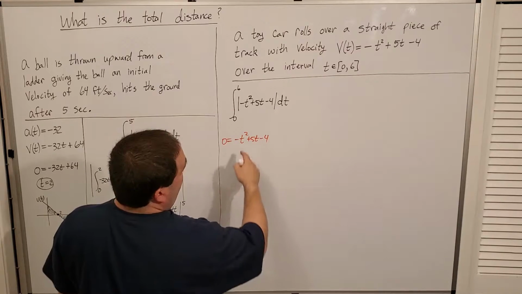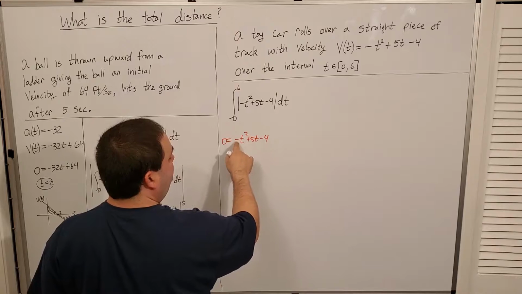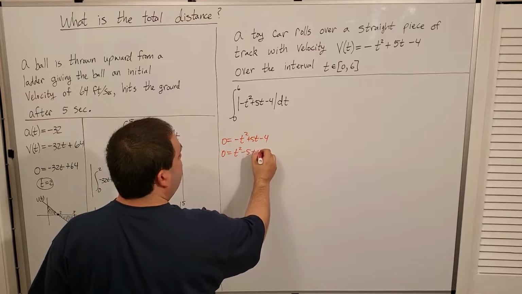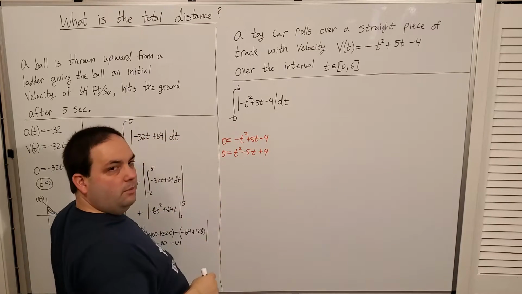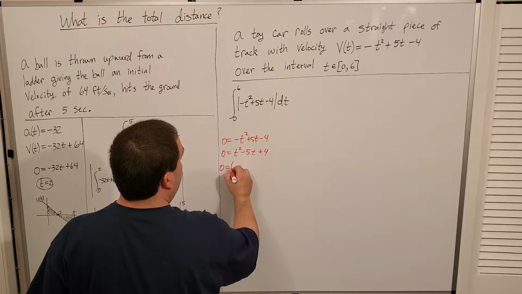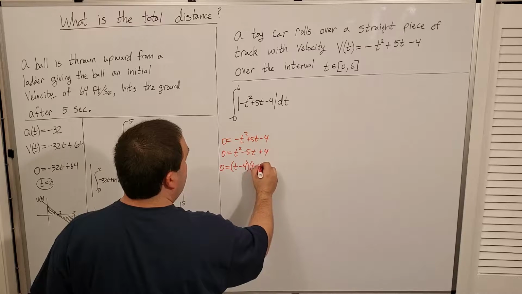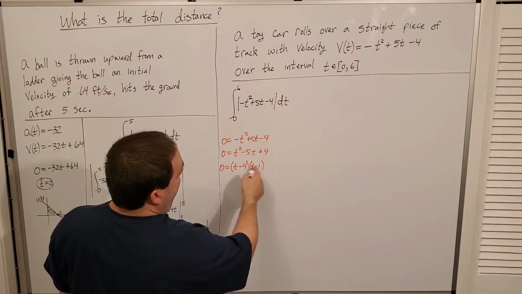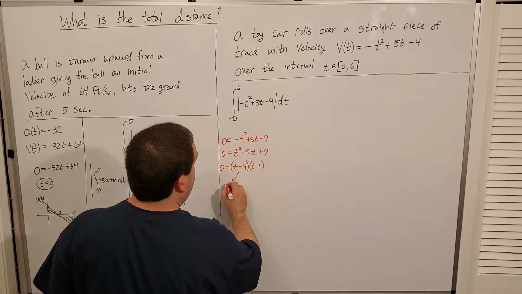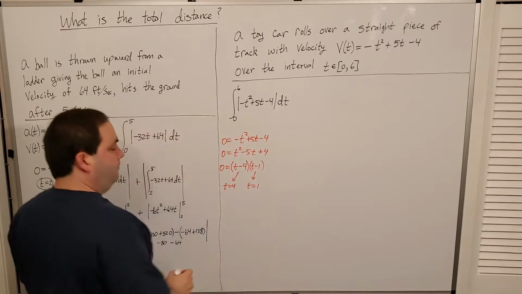For me personally, I could see that it's going to factor, but it might be easier to factor if the front was positive. So that would be t squared minus 5t plus 4. I just multiplied everything by a negative. This is going to factor out into t minus 4 times t minus 1, because they add to negative 5 and they multiply to 4. So this is telling me that either t is 4 or t is 1.